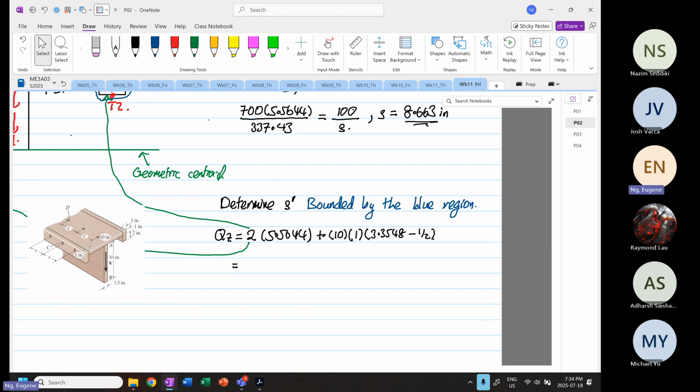So 2 times 5.5644 is 11.1288, plus (3.3548 minus 0.5) times 10 times 1, which is 28.548. Let me do it again: 3.3548 minus 0.5, times 10 times 1, is 28.548. So this will be equal to 11.1288 plus 28.548, so it's equal to 39.6768.